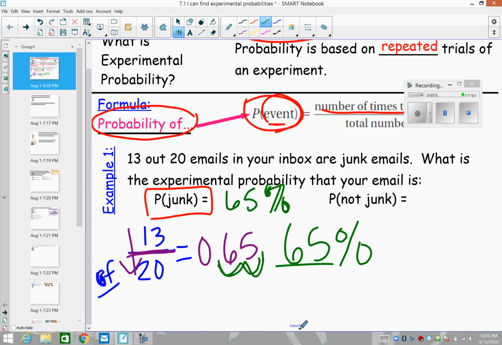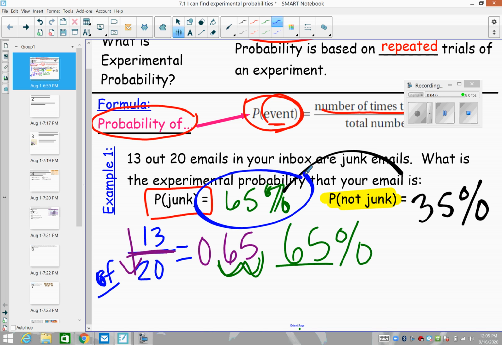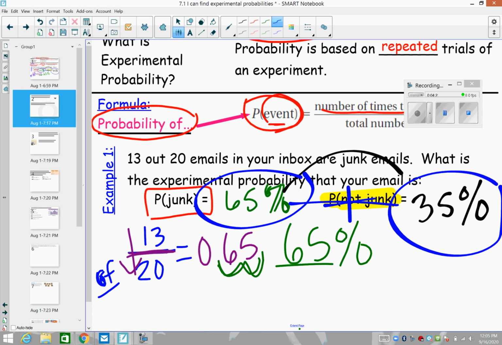So then what is the probability that it is not junk? We would say that the probability that it's not junk is 35% because these are what we call complementary events, meaning the percent that's junk plus the percent that's not junk should equal all 100% of all of the mail that comes in. So there's our first example on experimental probability. It's just a fraction converted to a percentage. So pretty easy peasy once you get the hang of it. So let's take a look at another example.